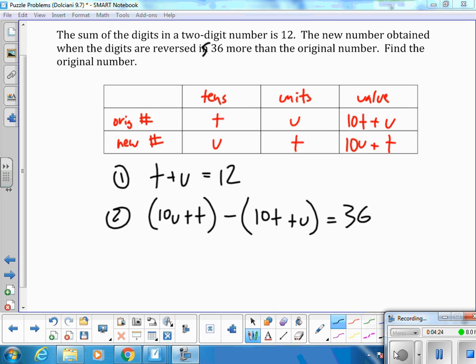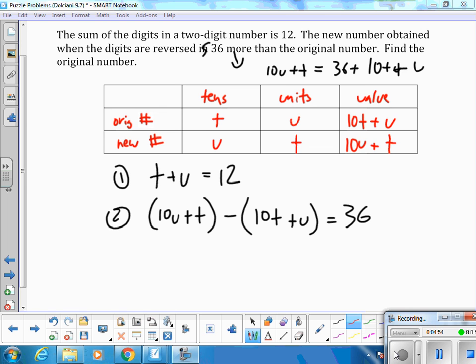We can see how I get this equation. When I look up here, I see that the new number, which is 10U plus T, is 36 more than the original number, 10T plus U. And I subtracted both sides by 10T plus U, and that's why it ends up over here. You can solve this in a couple different ways. And here's our couple of equations.